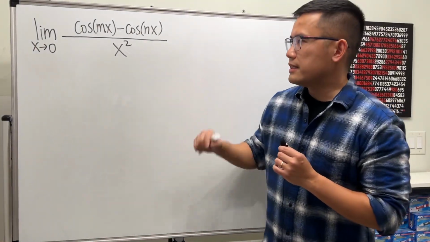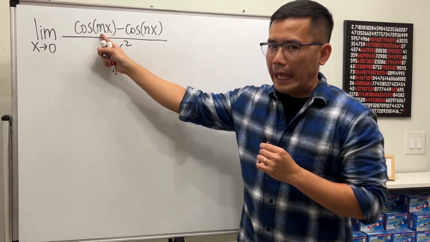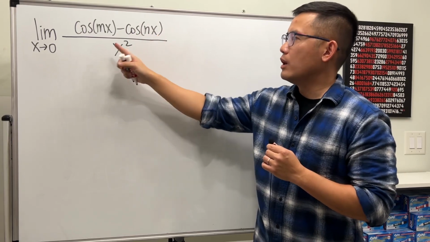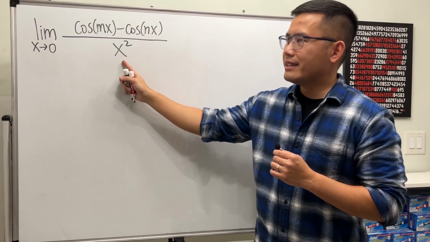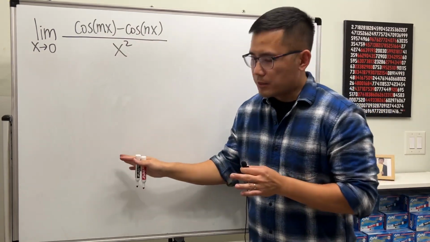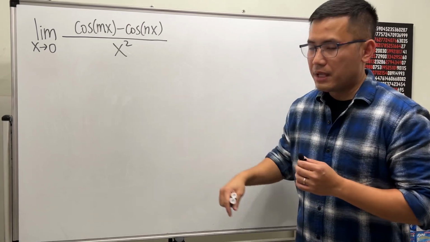Now let's take a look at this limit. We have the limit as x approaching 0, cosine of some number m times x minus cosine of some number n times x over x squared. So right here, m and n are just some constants. So our answer most likely will end up in terms of m or n, right? So keep that in mind.